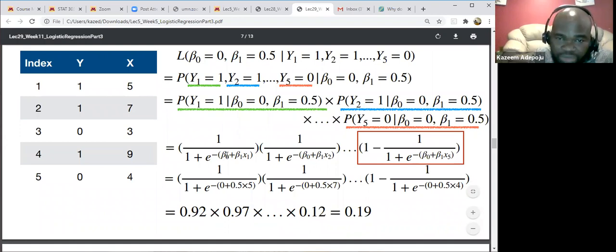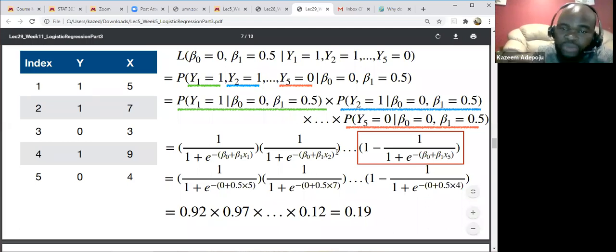And when I do that, working on this one right now, when I plug in the values on this, what am I plugging? When I put 0 here and I put 0.5 on the beta 1, and then if you look at the x1 here, when I plug in 5, look at that, that's why I plug in 5. Now, this guy here, I'm going to get a 0.92.